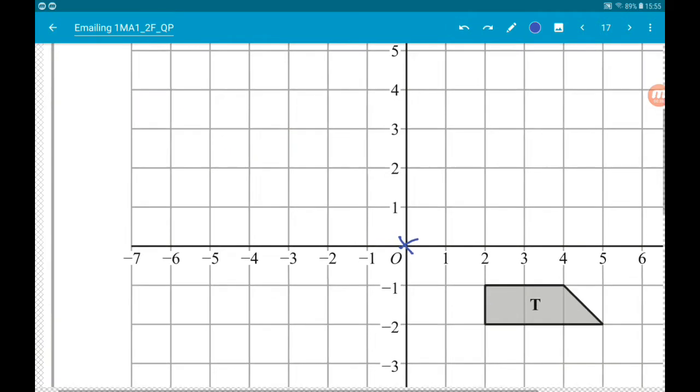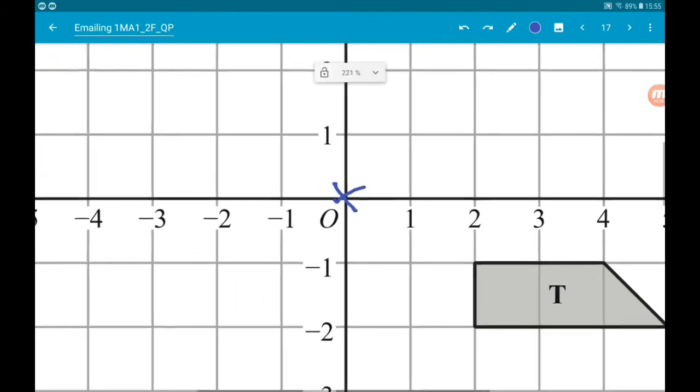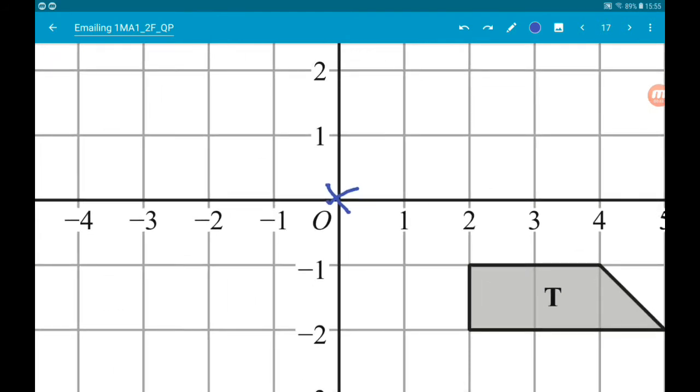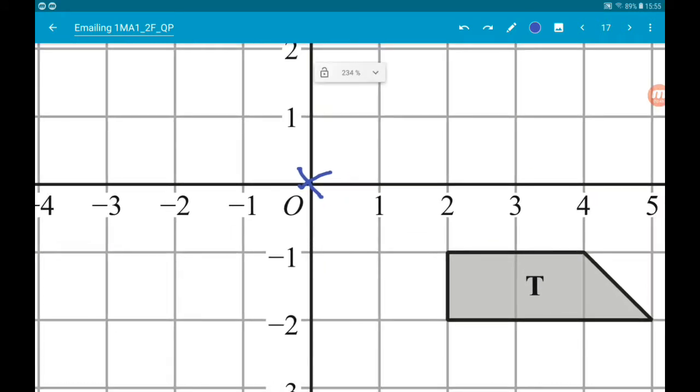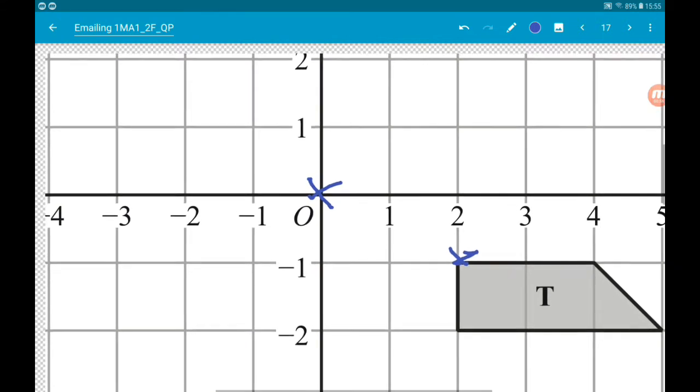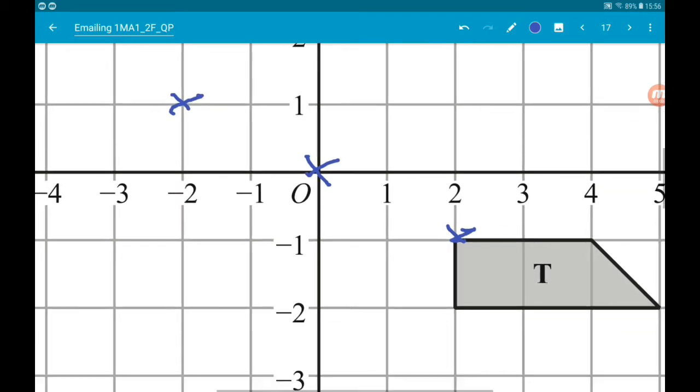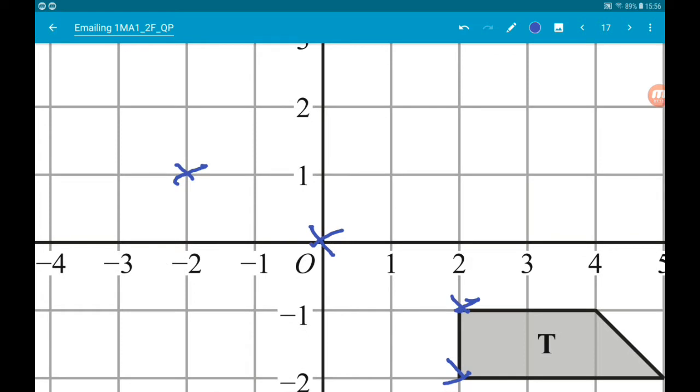Now each point is just going to be the same distance from the origin but on the other side. So this first point here, to get from there to the origin, we go 2 left and 1 up. So we do exactly the same on the other side. So we go 2 left and 1 up, and we get there. And now this point we go 2 left and 2 up. So that is going to be there.